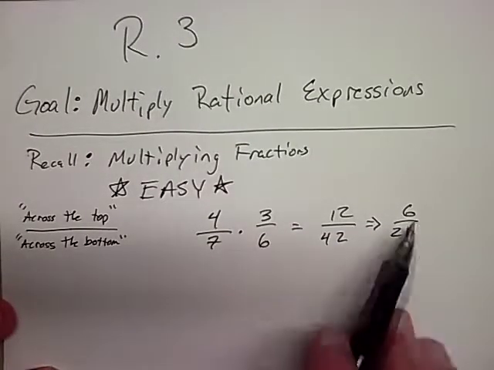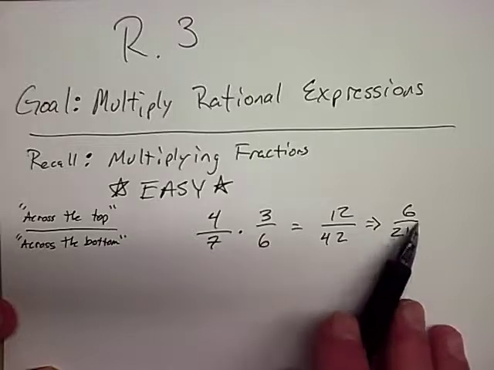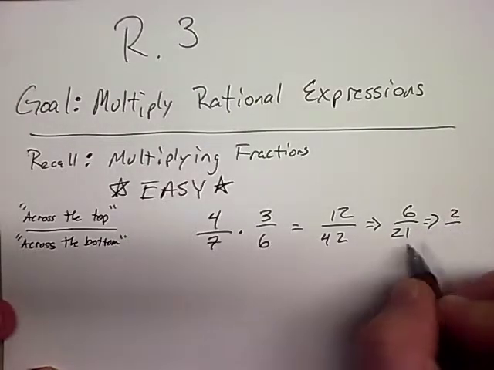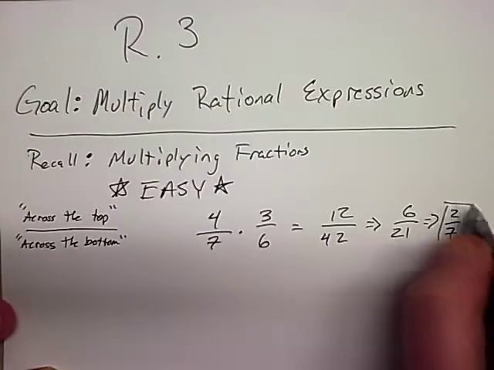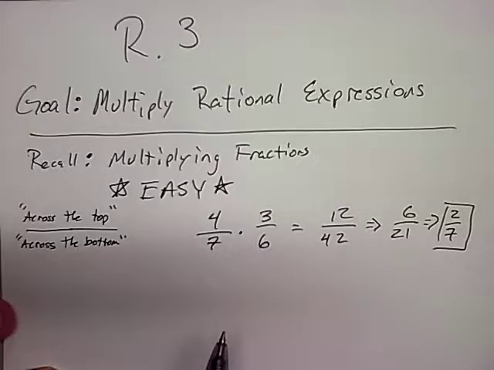And there's another one in here. I could reduce these both by 3, right? Because 21, that's that famous one, is 7 and 3. And here we have a 2 and 3. So if I divide 6 by 3, I'm left with 2, and 21 by 3, I'm left with 7. All right, remember, across the top, across the bottom, it's really, really easy.